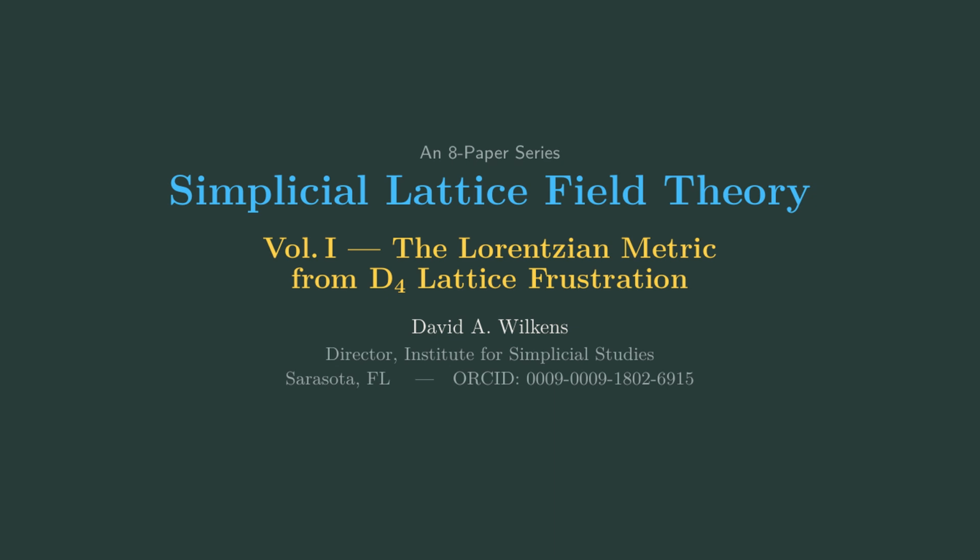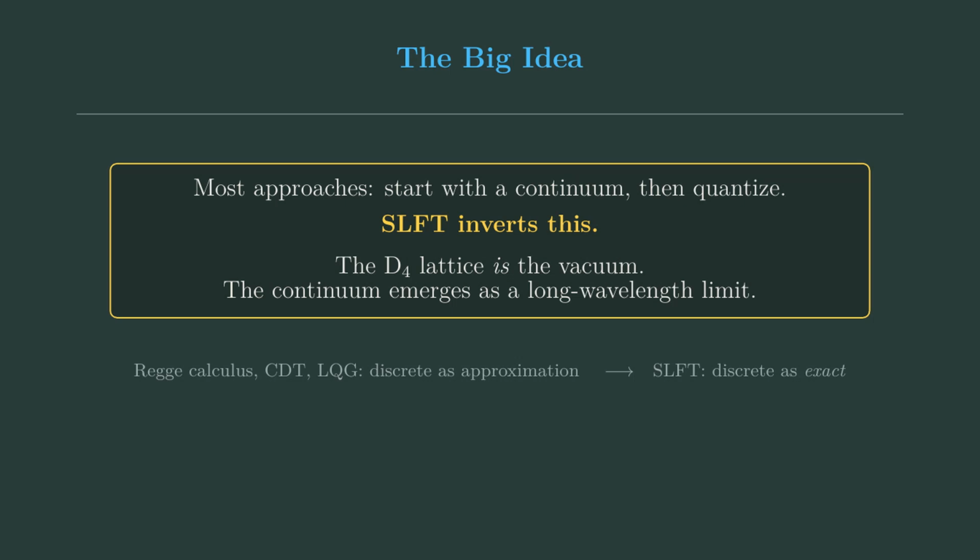Most approaches to quantum gravity start with a smooth continuum and then try to quantize it. This series inverts that logic entirely. Today we lay the foundation. By the end of this video, you'll see how the signature of spacetime, plus, minus, minus, minus, the three generations of matter, and the speed of light all fall out of the geometry of one four-dimensional polytope. No extra assumptions. No free parameters beyond two physical scales.